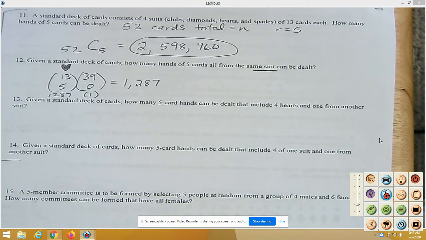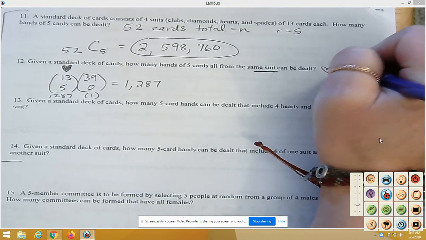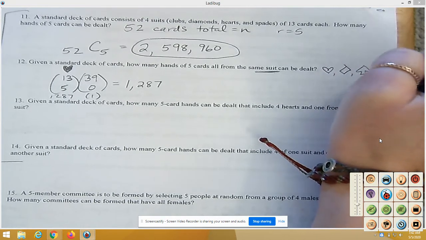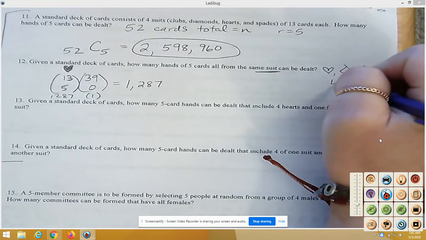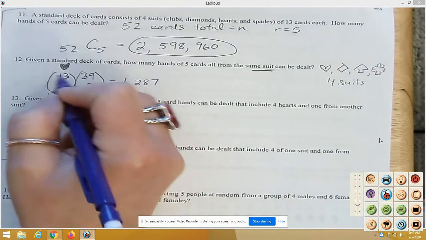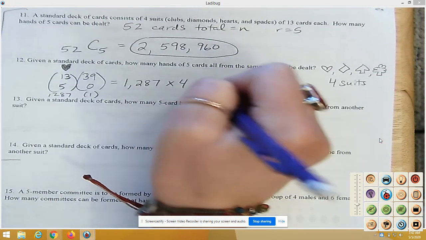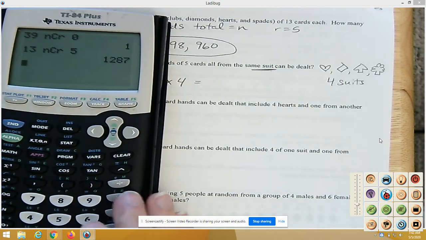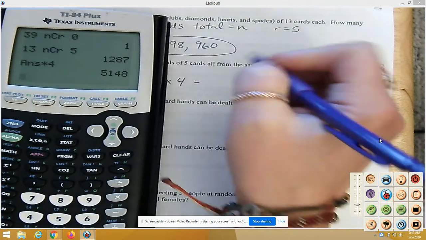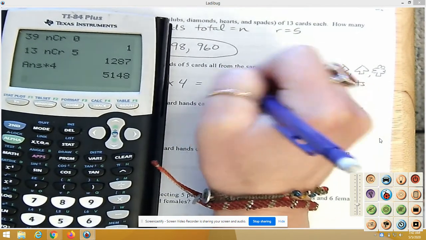And this is where these questions get really, really tricky. It's always asking for something very particular, and well-worded questions tell you what you're looking for. So this could have been hearts, diamonds, spades, or clubs. There are 4 different suits, and they just want all of one. So we're actually going to multiply that by 4. I never cleared my calculator, so I'm just going to do times 4, and I get my final answer of 5,148.